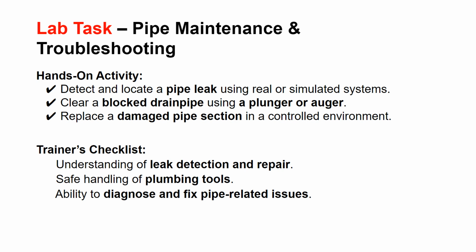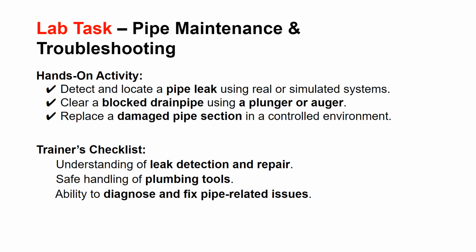Now it's your turn. You've studied the theory, you've learned the causes, you've seen the repairs. Now step into the workshop and put your training into action. Your lab tasks: locate and repair a leak. Use inspection techniques to find the leak, shut off the line, and repair it using sealant, tape, or replacement, depending on the situation.